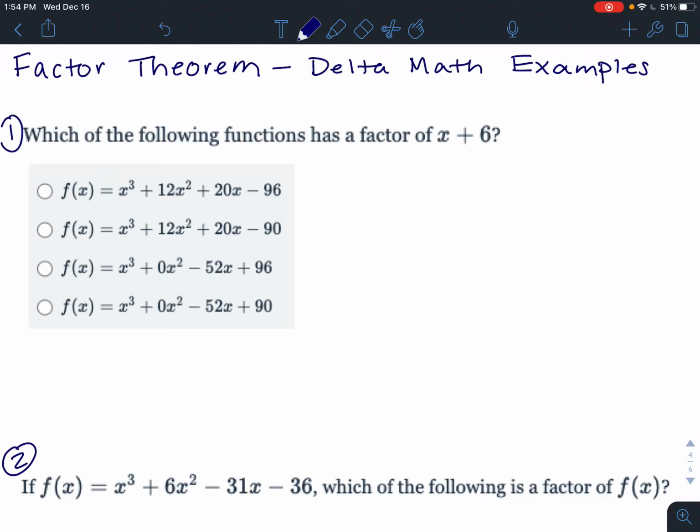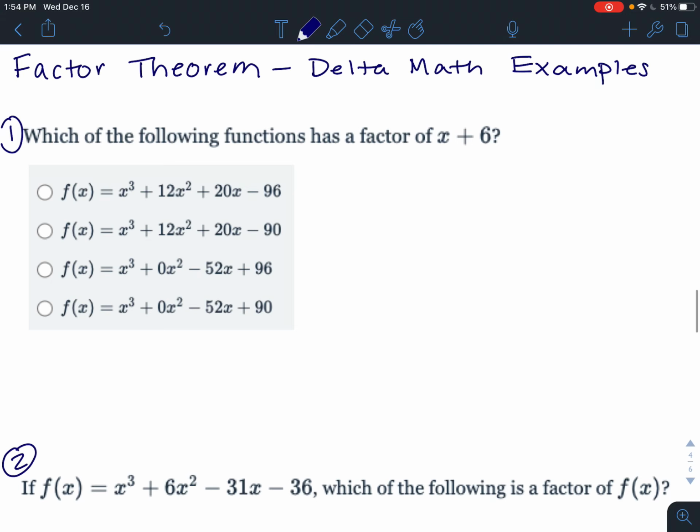In this video, we're going to go through a couple of examples of what you might see in terms of factor theorem problems on Delta Math. So the first type of problem you might see is which of the following functions has a factor of x plus 6? So they give you the factor, and then you have four possibilities of what the possible functions could be.